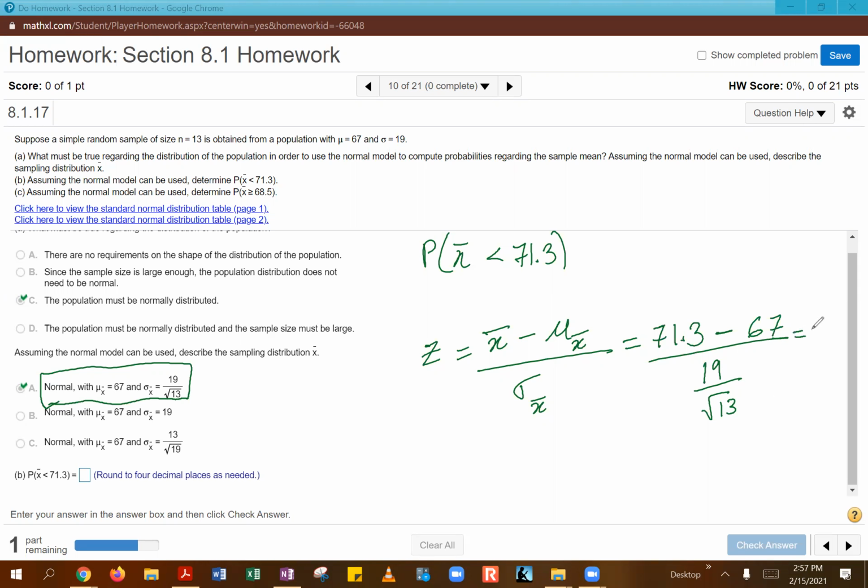So if you do the numerator first, you will end up getting 4.3. And then you want to divide that by 19 over square root of 13. Now, whether you do it in two parts or even in one part, honestly, doesn't matter. Make sure when you're typing this in, you're putting these in parentheses, so your calculator knows which part is the numerator and which part is the denominator. Alrighty, so now that we have our 4.3, we're going to go ahead and divide that by 19 divided by square root of 13.